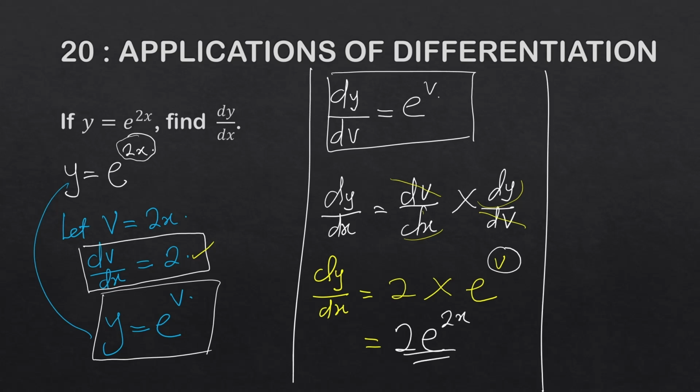Now, if you check this very well, that is a very special trick you can apply. The trick is simple. Differentiate the power, and then multiply by everything together. Being differentiated, it is going to be 2e raised to the power 2x. That's the answer.